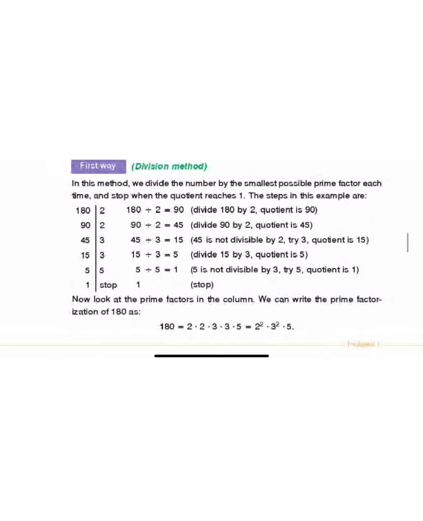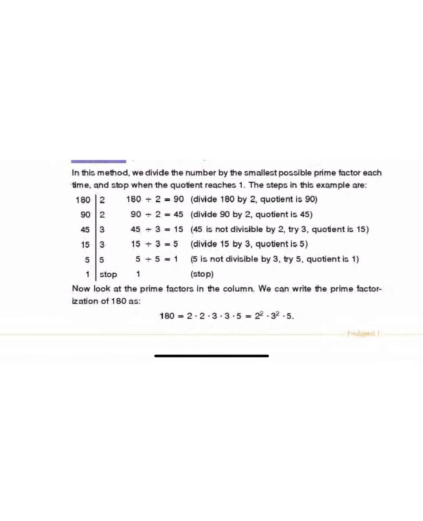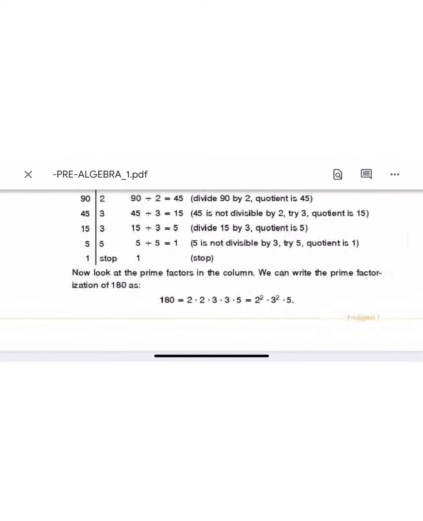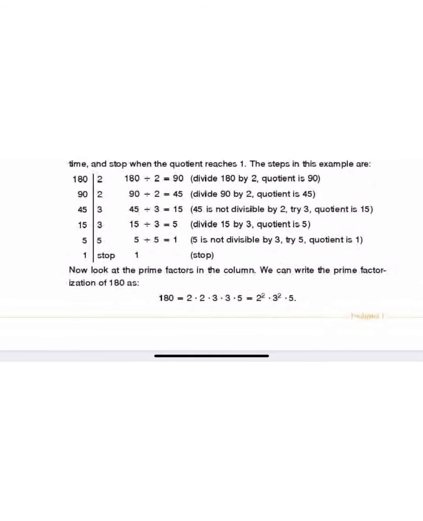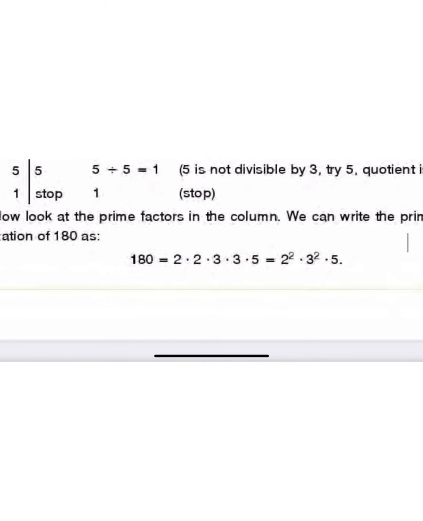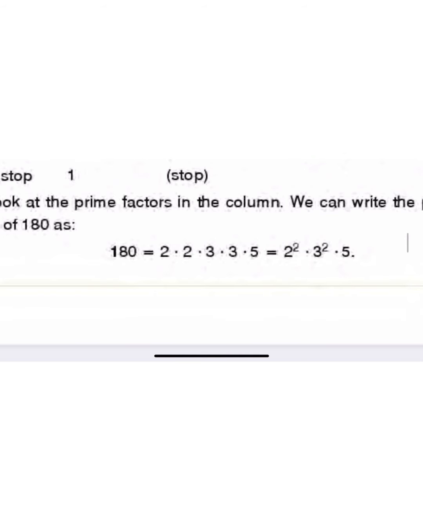90 divided by 2 is 45. 45 divided by 3 is 15. Divided by 3 is 5. 5 divided by 5 is 1. So we stop here. Now look at the prime factors in the column. We can write the prime factorization of 180 as 180 equals 2 times 2 times 3 times 3 times 5, equals 2 squared multiplied by 3 squared times 5.